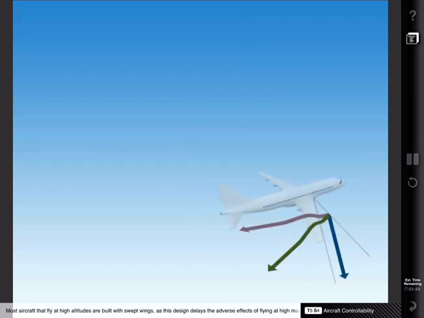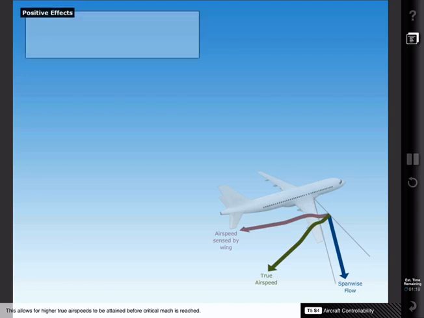Most aircraft that fly at high altitudes are built with swept wings, as this design delays the adverse effects of flying at high Mach speeds. Sweepback theory is based upon the concept that only the component of the airflow perpendicular to the leading edge of the wing affects pressure distribution and the formation of shock waves. Simply put, the airflow relating to the formation of shock waves is being reduced. This allows for higher true airspeeds to be attained before critical Mach is reached.